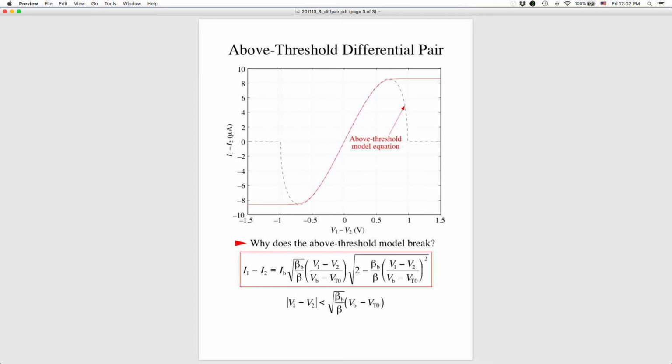Why does this model come with some conditions on its limits of applicability? So this model has limits on the maximum input differential voltage over which it applies. What breaks in the model?